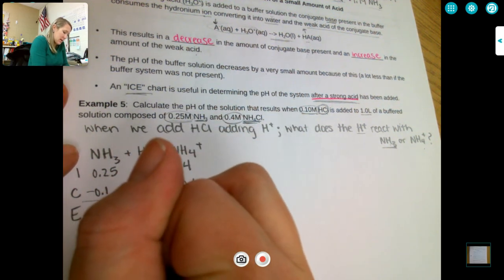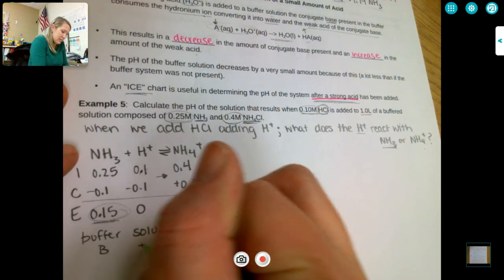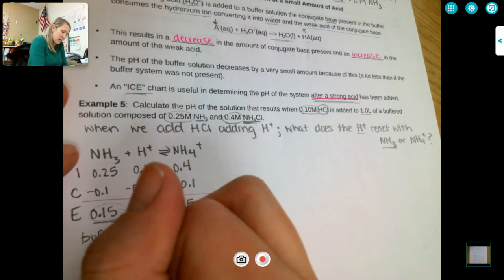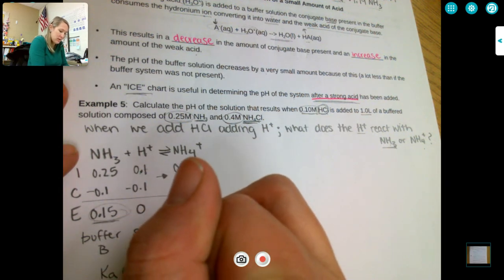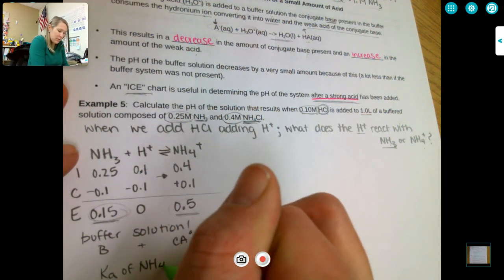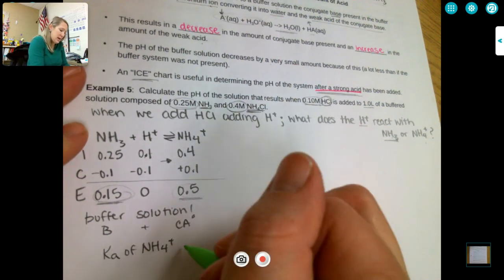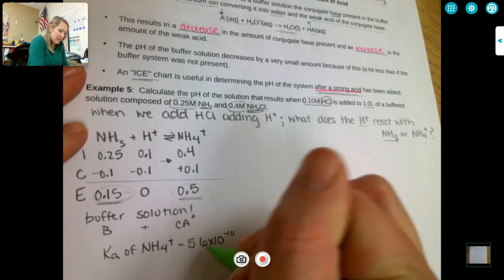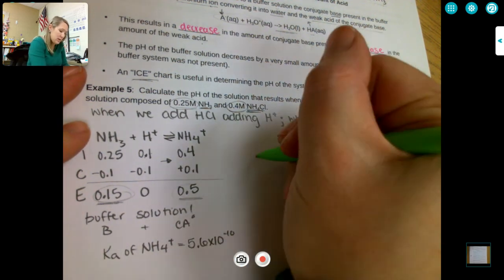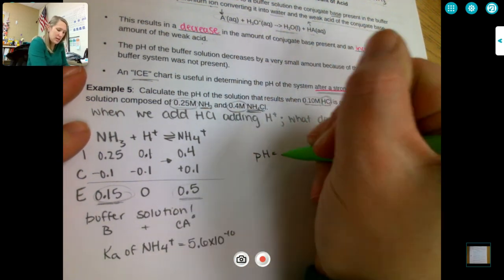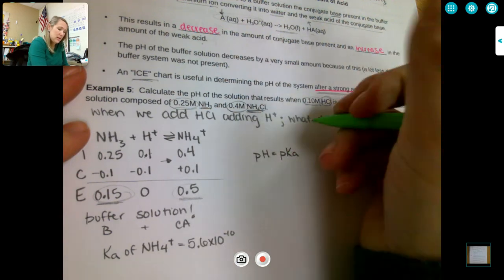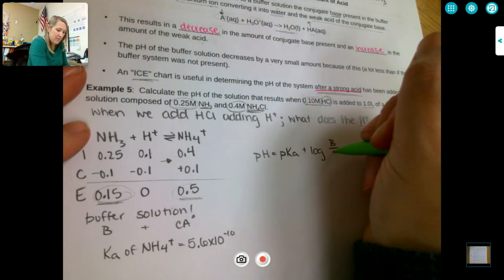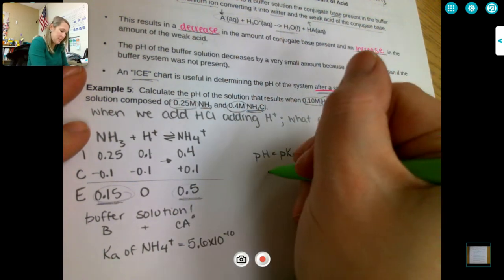We've got a base plus its conjugate acid, and we can look up the Ka value of NH4+. We can look that up in our chart, and we see that it's 5.6 times 10 to the negative 10. So because I have my buffer solution, I can use the Henderson-Hasselbalch equation: pH is equal to pKa plus the log of my base over my acid.